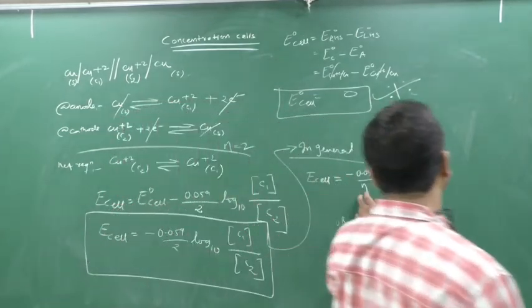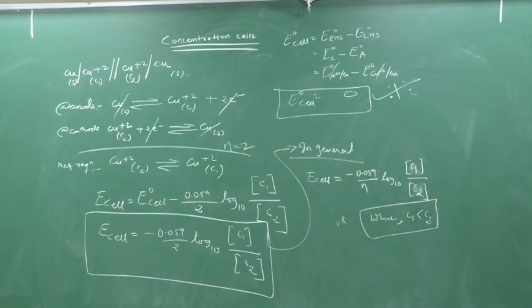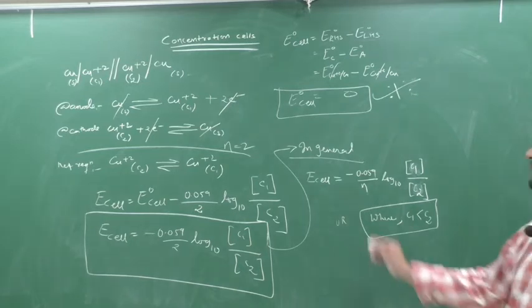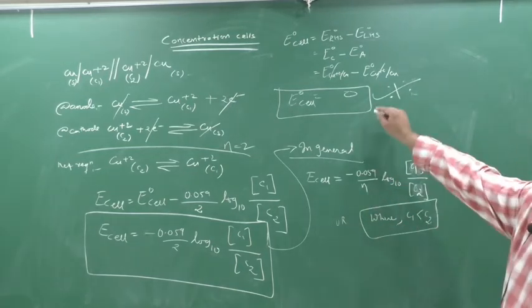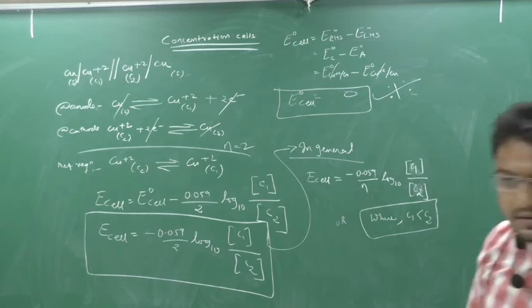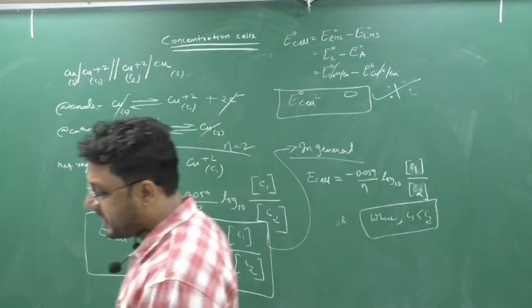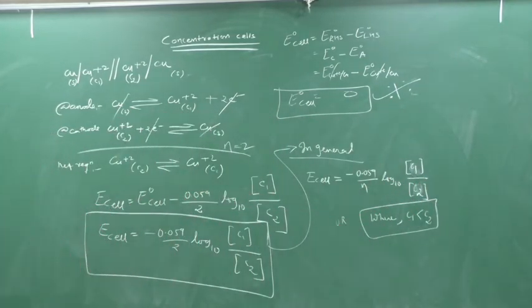So, this is the general Nernst equation based on concentration cell. Minus will come here. And understood why the standard cell potential is 0? Yes, standard cell potential should be 0, because the anodic portion and cathodic portion are the same. Write down this much.